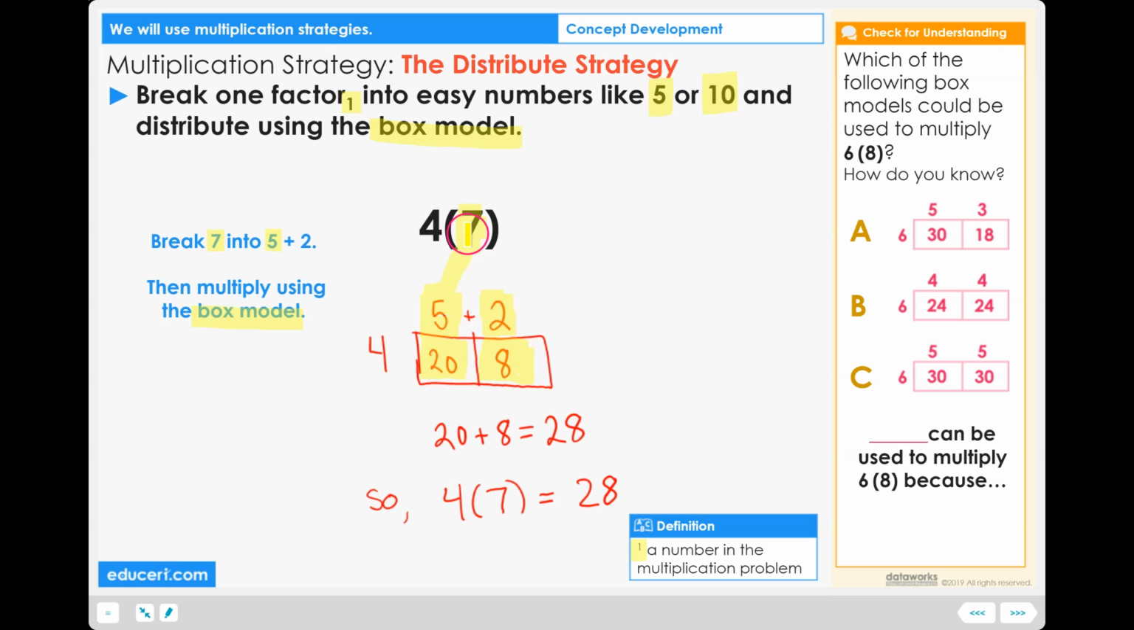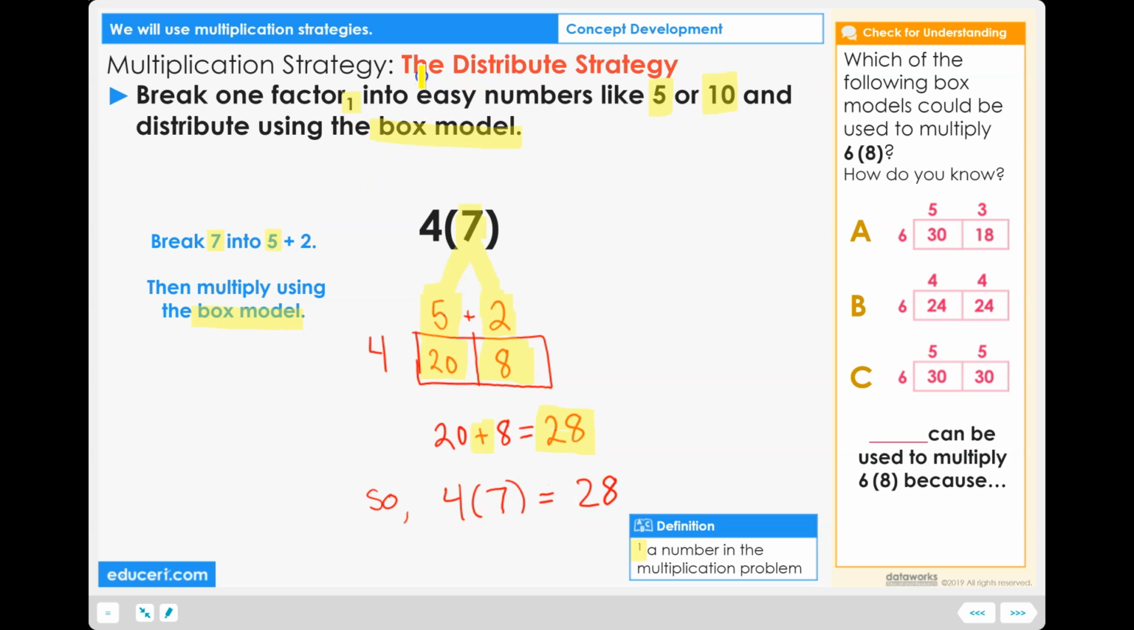But now that we've taken those two values, we've broken the 7 apart into 5 plus 2, we have to put it back together. It's basically like repeated addition, but instead of writing out a lot of 4s, we just use a box to organize these different groupings. Anyways, you have 20 plus your 8, and that equaled 28. So that tells us that overall, 4 times 7 equals 28.